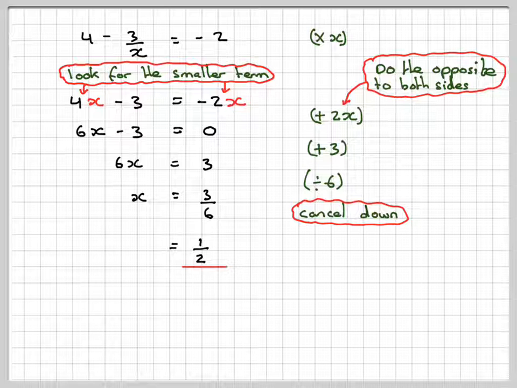So the key points are: A, try to reduce the equation which has fractions in it to one which does not, usually just by multiplying through by the denominator, or the common denominator, and also sometimes we'd have to do this thing called cross multiplying. And then we need to remember that solving equations is about balance and doing opposites.